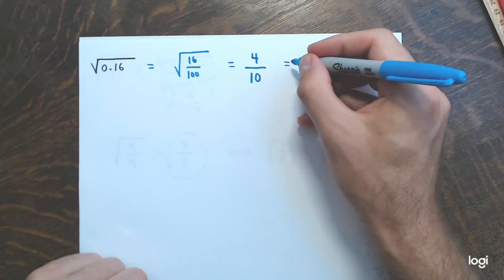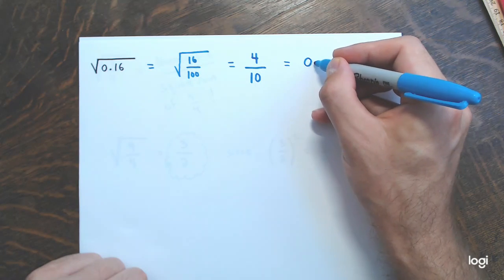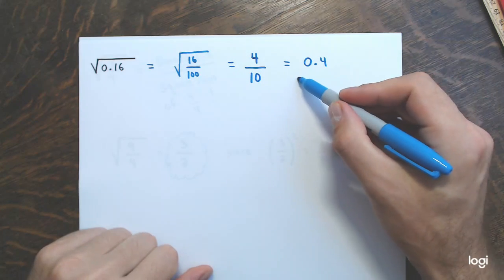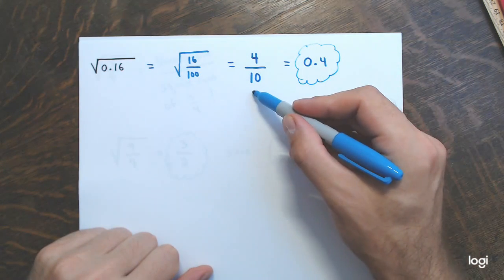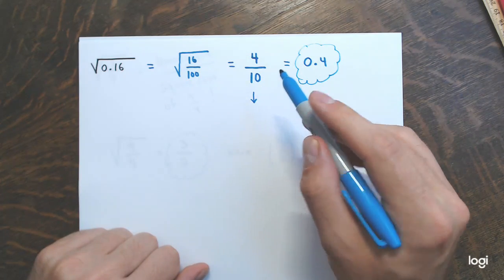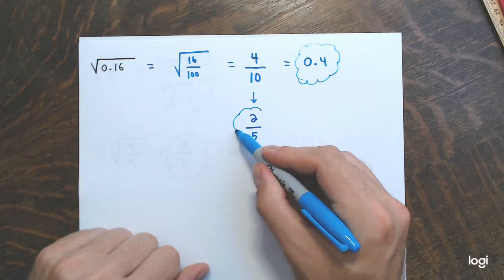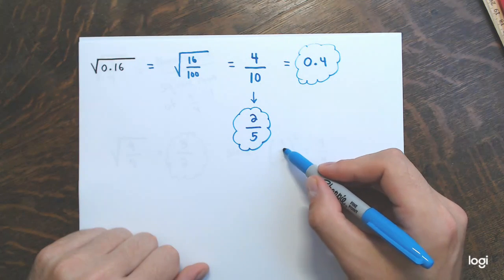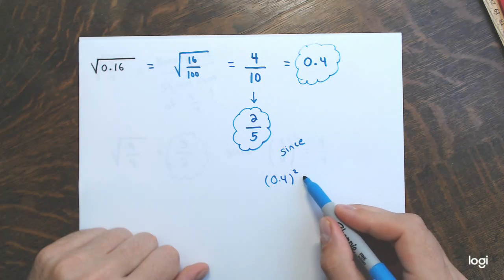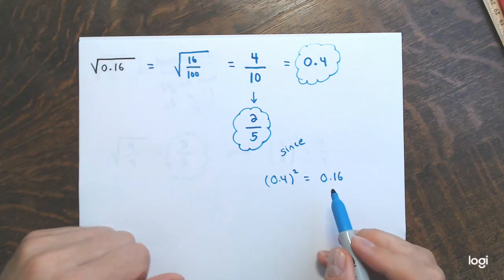Now if you want to go back and write that as a decimal, like the original one was, 4 divided by 10 is 0.4. It ends with 4 in the tenths place. So there we go. Or if I left it as a fraction, I would definitely simplify it. 4/10 is fine, but they have a common factor of 2. You could have also written this as 2/5. Again, this is because 0.4 when you square it is equal to 0.16, or 4/10 when you square it is equal to 16/100ths.